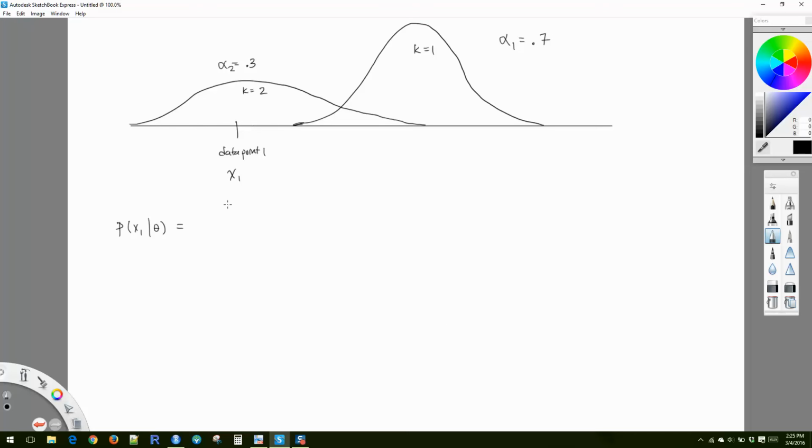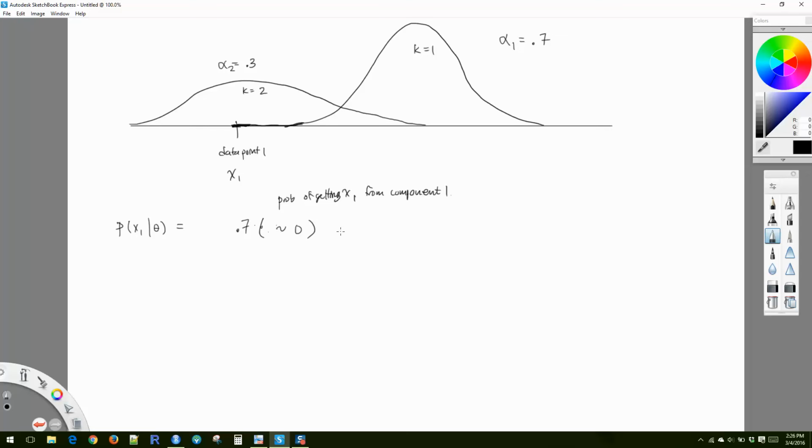So effectively, when we look at this, we would mix 70% times what's the probability of being in component 1, right? So basically, what's the density here? It's practically 0, right? So the probability of getting x1 from component 1 is on the order of 0, right? Because if we're out here, we're like 5 standard deviations from the mean.